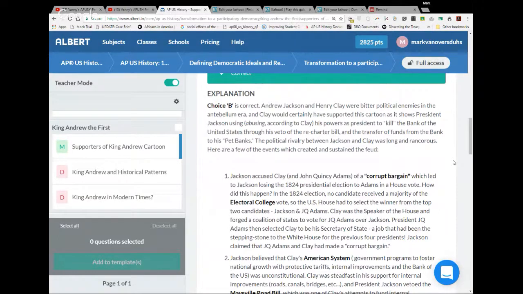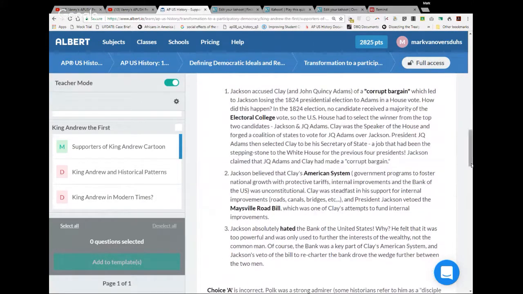Henry Clay is probably the most frequent victim of Jackson's veto if you want to look at any one person. So if you look here, there was a corrupt bargain Jackson accused Clay and John Quincy Adams of doing that made Jackson lose the 1824 election in the House of Representatives. Jackson believed that Clay's American system was unconstitutional. And Jackson absolutely hated the Bank of the United States. Thought it was too powerful and only used to further the interest of the wealthy and not the common man. And of course, Clay made that a major thing. Clay did nothing wrong.